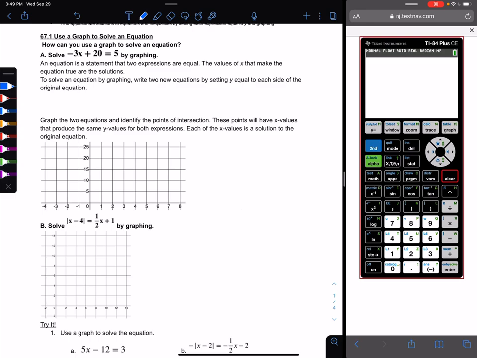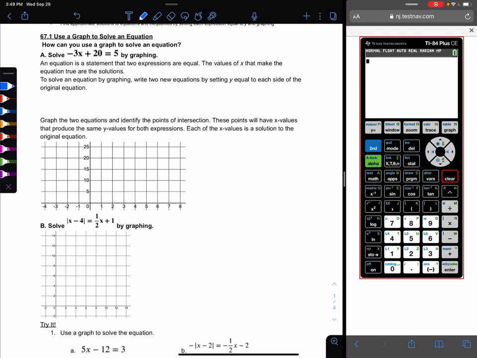So part A is telling us to solve negative 3x plus 20 equals 5 by graphing. Now, you could solve this algebraically, but for this section, we're going to work with graphing and how to use the calculator, how to manipulate graphs to find solutions to equations.